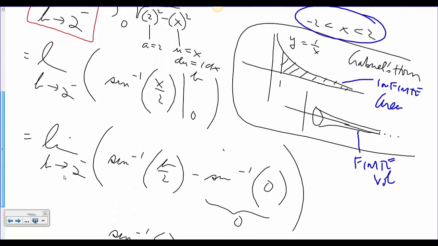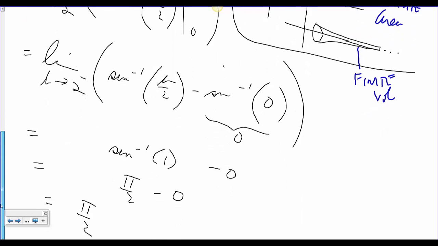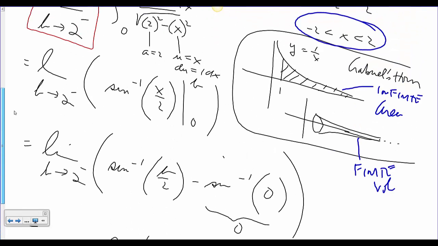We plug in the b, we plug in the 0, inverse sine of 0 is 0, and now we're going to do the limit. So the limit as x approaches 2. In this case, it doesn't matter from the left or right, because 2 over 2 will give us 1. And the inverse sine of 1, of course, is pi over 2, because remember, the range for inverse sine is negative pi over 2 to pi over 2. So we get pi over 2 minus 0, which is pi over 2. So it obviously converges to pi over 2.